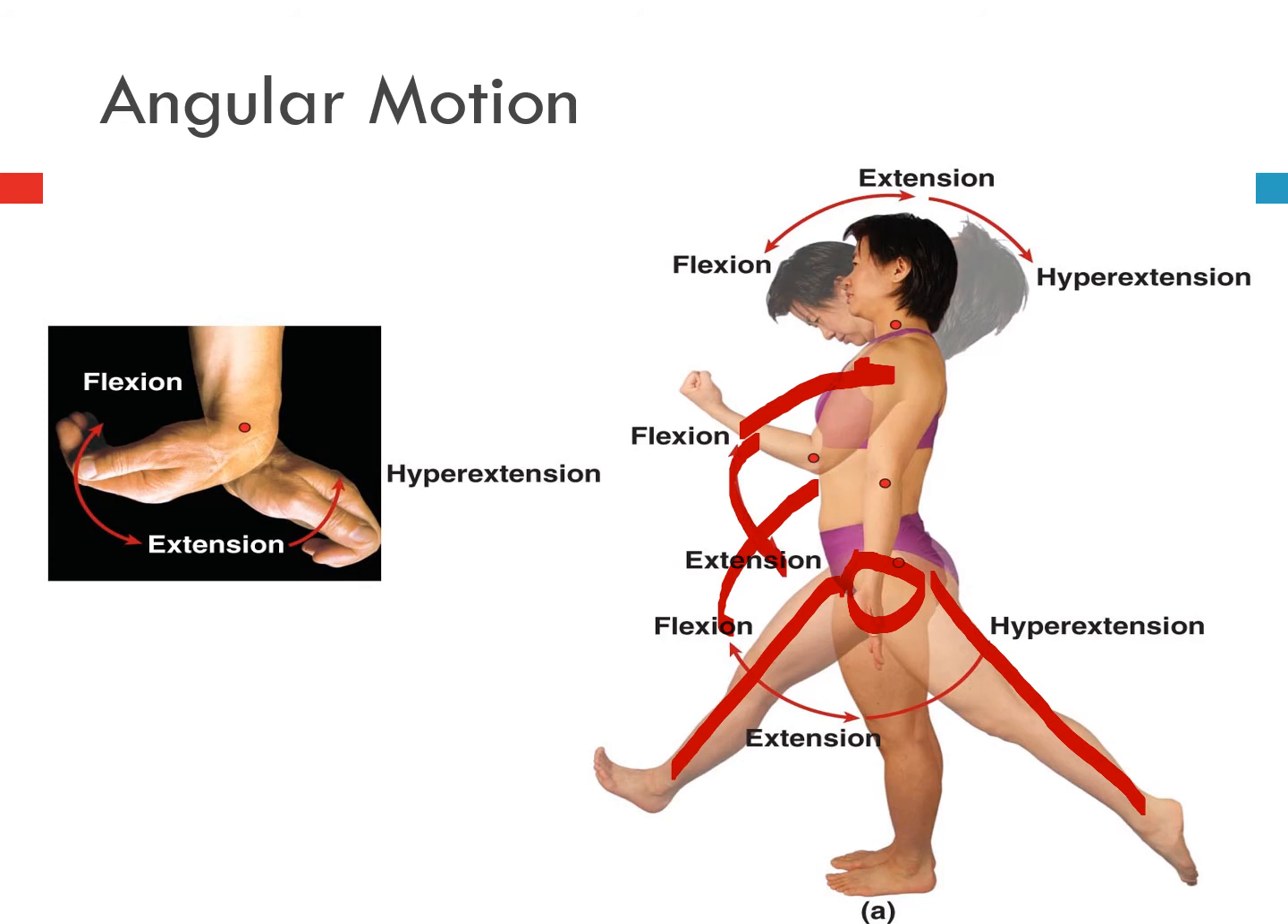And then if we're looking at the head, extension is kind of this neutral position here. Flexion is bending your head forward. Extension is bending your head backwards, so you're looking up at the sky.